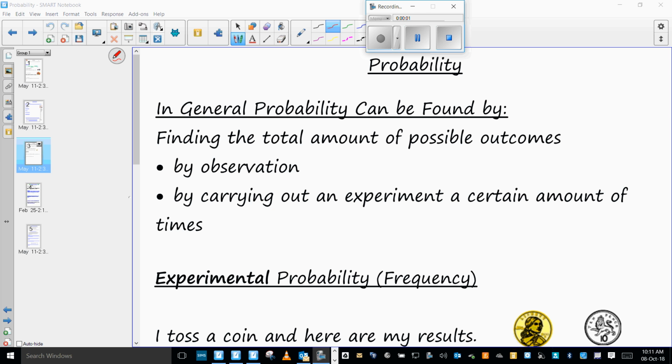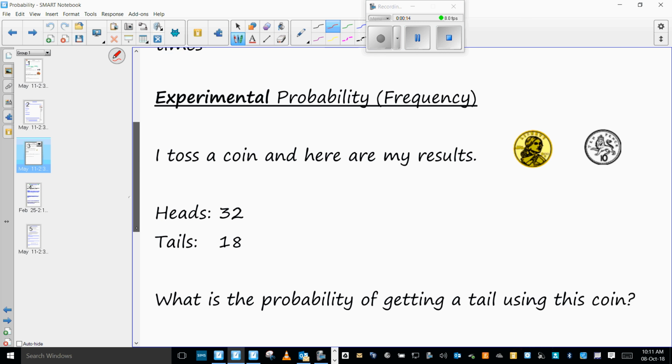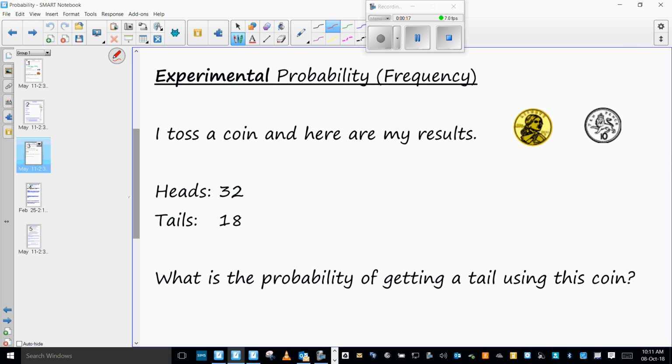Done in two different ways. Observation, or carrying out an experiment a certain number of times. So let's think about experimental probability. Experimental probability is going to be different than our standard probability that we would expect. The reason being is because it's from an experiment.